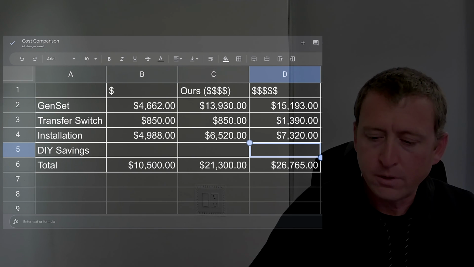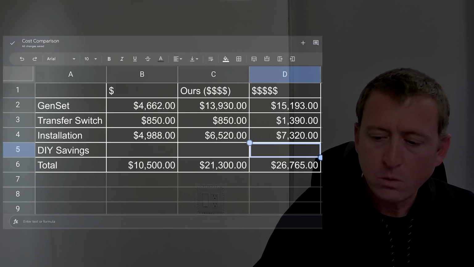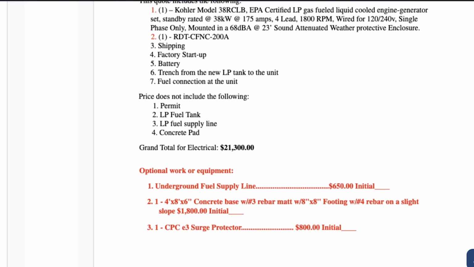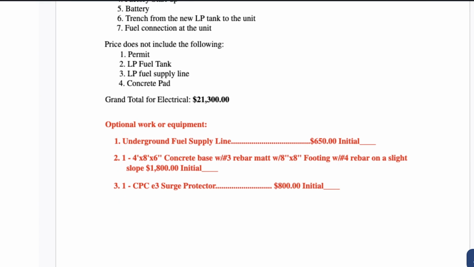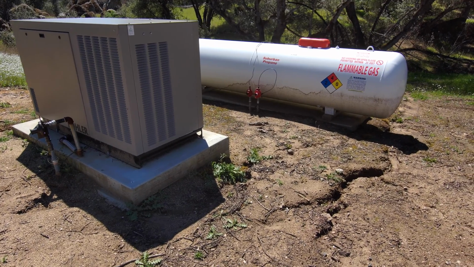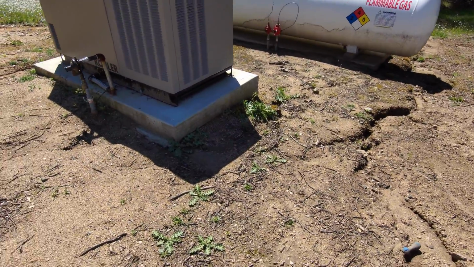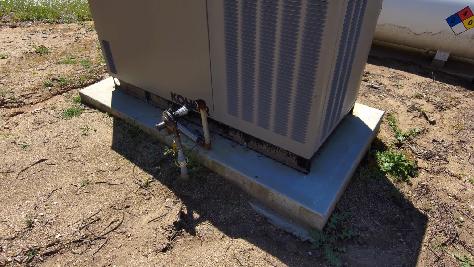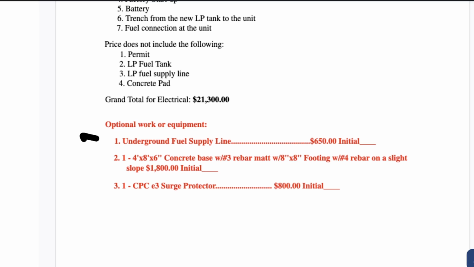Unfortunately, I have some bad news for you. If we go back to the quotes we got from the electricians, and we zoom in on the one that we did, this one on the right is what we actually had installed. There are these items on the bottom here for optional, but in our case, this work wasn't really optional. We had to do it ourselves. The first one, the underground fuel supply line, is essentially the pipe that goes from the propane tank to the generator. This is a little bit that goes underground. There's a couple risers. The material itself isn't that expensive, so we went ahead and did that part ourselves.